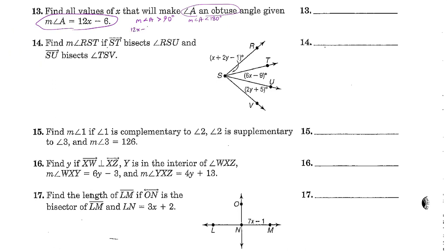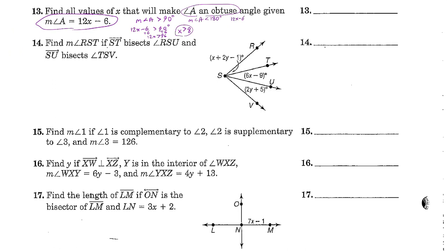So 12x minus 6 is bigger than 90 degrees. Okay, now we just add 6. We get 12x is bigger than 96. Dividing by 12, we get x must be bigger than 8. Now if we were to go a little further and say it also has to be less than 180, because in chapter 1, that's how we defined an angle, let's go ahead and solve that too.